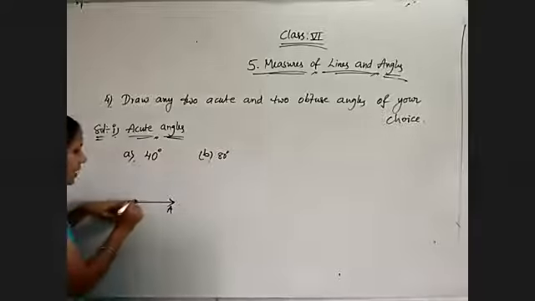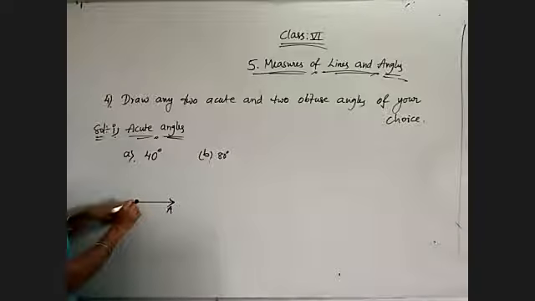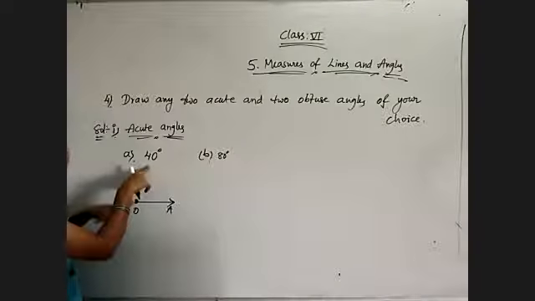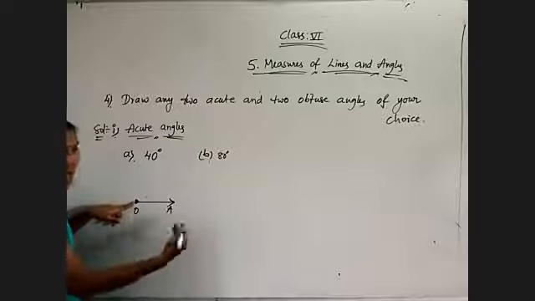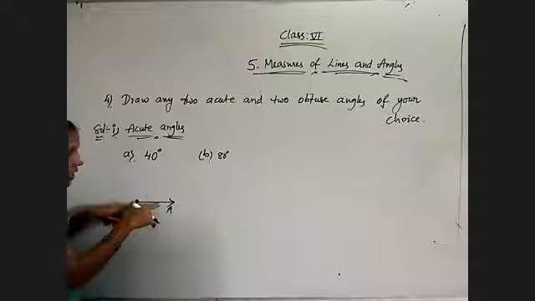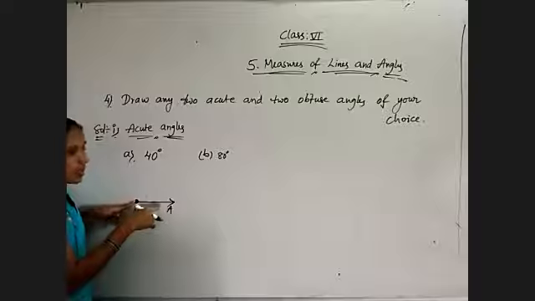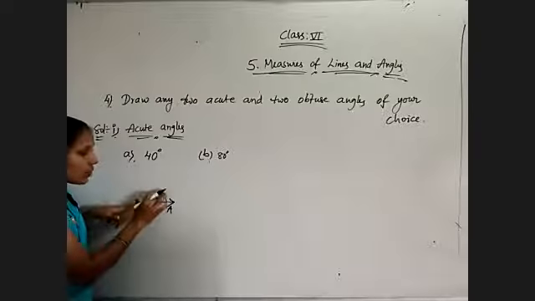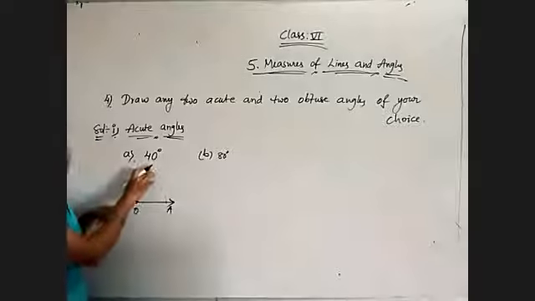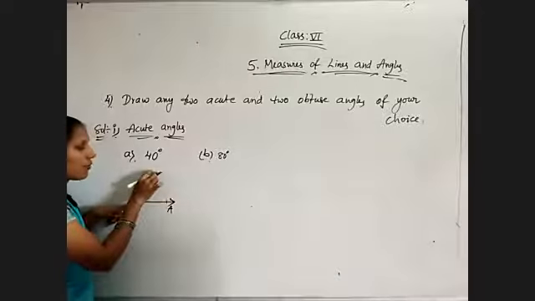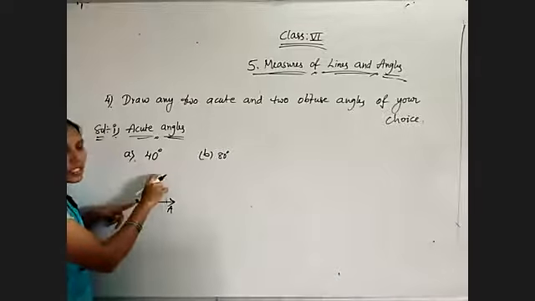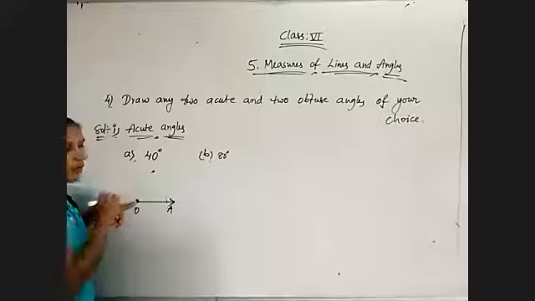Now I have to set the protractor at O. How much do I need to construct? 40 degrees. Because I am taking the arm at the right side, I need to take the inner values, where 0 is starting from the downside. How many degrees must I take? 40 degrees. So 10, 20, 30, 40. On the protractor where it is showing 40, mark one point.